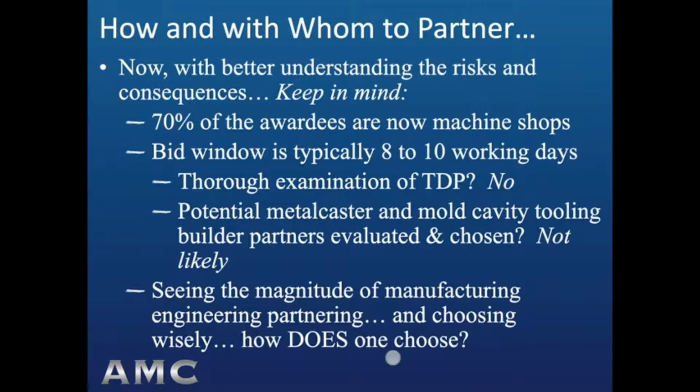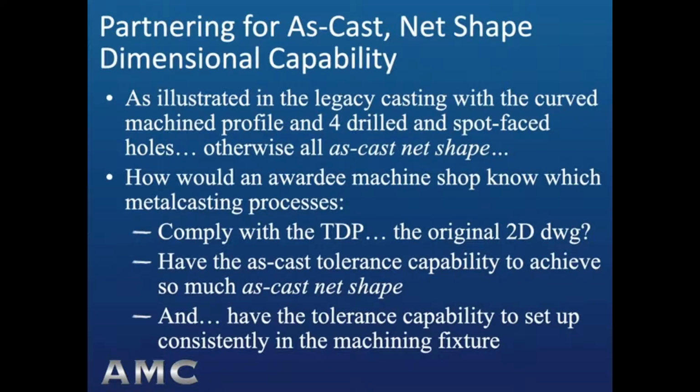As illustrated in the legacy casting with the curved machine profile and drilled spot face holes, this part is otherwise as cast net shape. How would an awardee machine shop know which metal casting processes would first comply with the original 2D drawing, and second, have the tolerance capability to achieve so much as cast net shape? And then lastly, have the tolerance capability to set up consistently in the machining fixture.